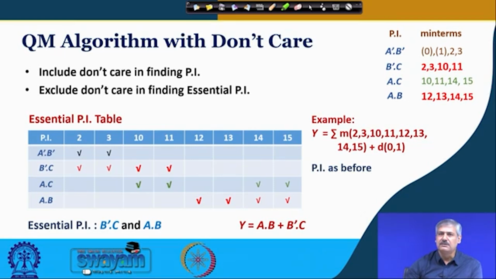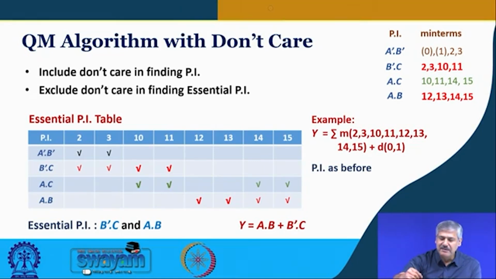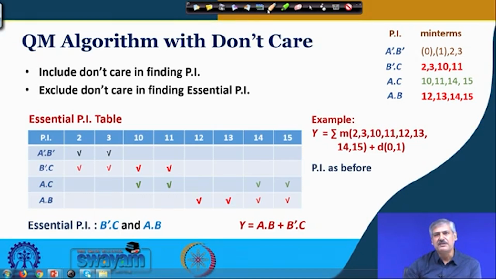and we exclude them when coverage is required, in the finding of min term coverage, in the finding of essential prime implicants. This is what we do, and by which we can ensure a minimized or simplified expression. So, we can take this example which is just a variation of the example that we had taken. 0, 1 are the do not cares. Earlier we considered min terms as 0, 1, 2, 3 up to 14, 15. Now, we are considering min terms 2, 3 to 15 and 0, 1 are the do not cares.